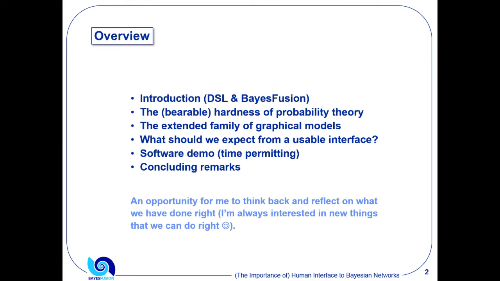Finally, I'm going to go through a somewhat perhaps chaotic list of things that I think any usable interface to Bayesian networks should have, illustrating it from how we did it in Genie. If we have time, we can play a little bit with the software. If we don't have time, perhaps during the question and answer session. This is really an opportunity for me to think back and reflect on what we have done right in the software, and I'm always interested in new things that we can still do right, so I'm definitely very, very interested in your feedback.